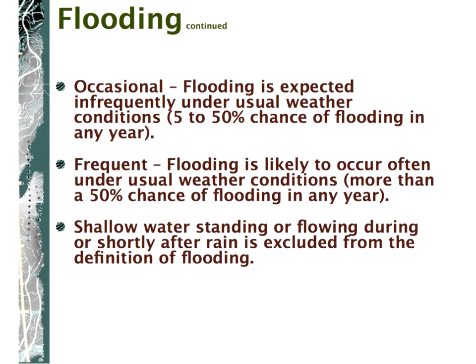Occasional flooding under unusual circumstances. Frequent flooding, when it's going to happen very often, is defined as more than a 50% chance of flooding. And shallow water standing or flowing during or shortly after rain is excluded from the definition of flooding, because we presume it will flow away. And if it doesn't flow away, of course, then you've got a soils problem.